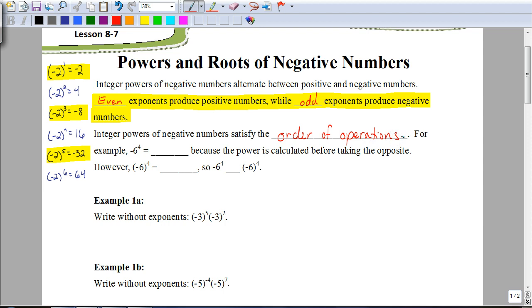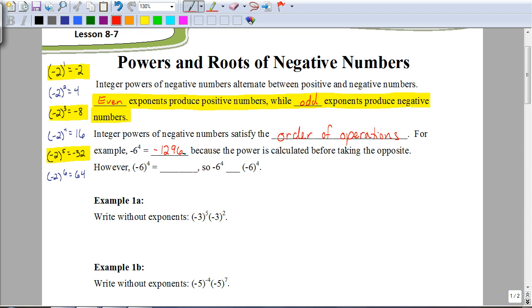Now integer powers of negative numbers do satisfy the order of operations. For example, now this is really important, and I've talked about this earlier on in the year, how important it is when we're dealing with negative numbers to include parentheses. Because negative 6 to the fourth power is actually going to be negative 1,296.